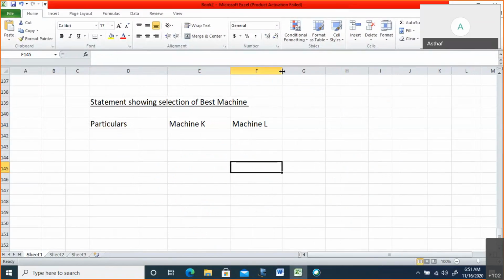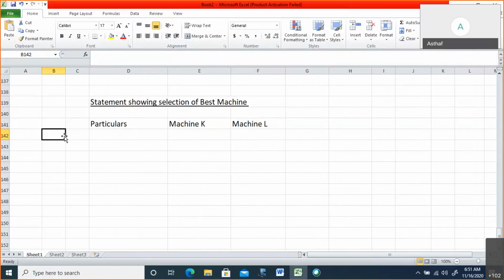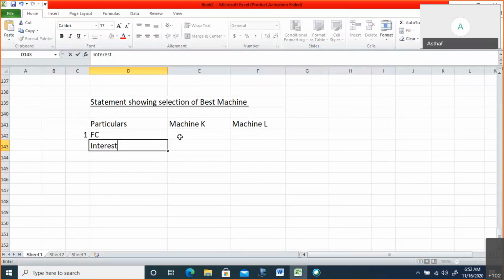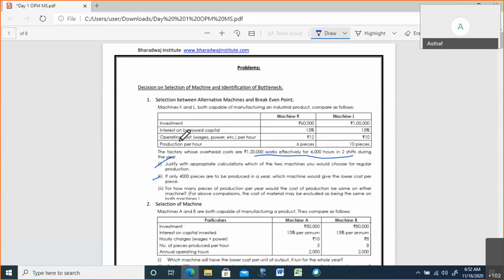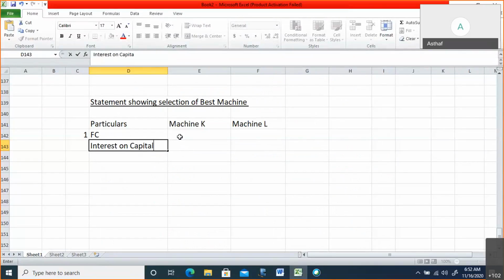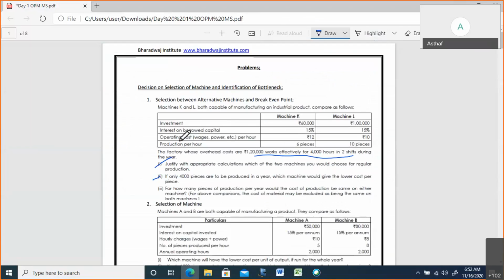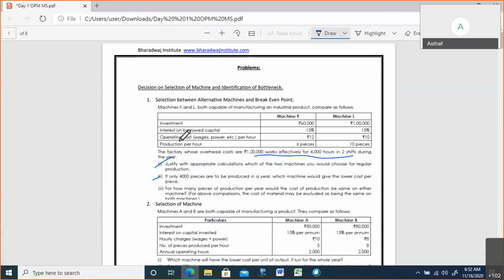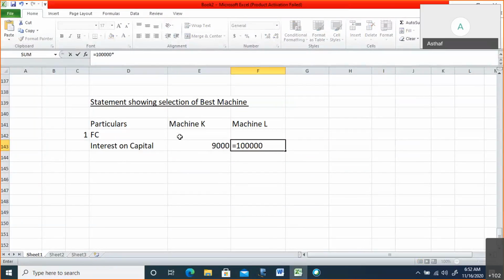Are you ready? First of all will come fixed cost. If you understand, the interest is a fixed cost: interest on borrowed capital. How will we find out the interest? 60,000 is the amount into 15%. Then 1 lakh into 15%.